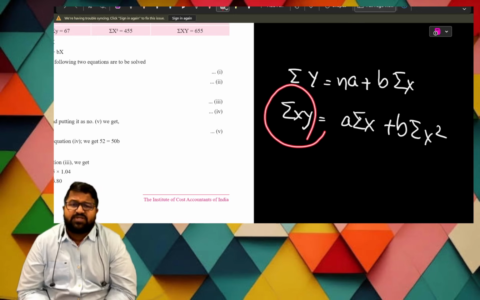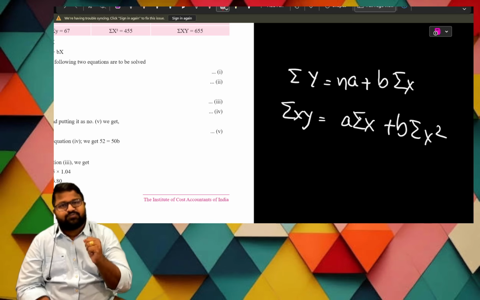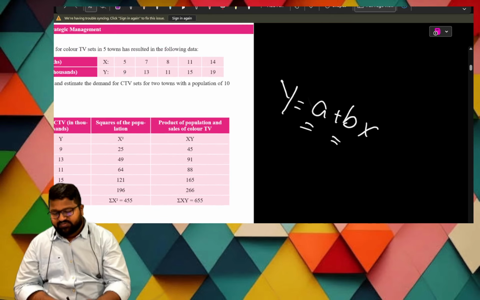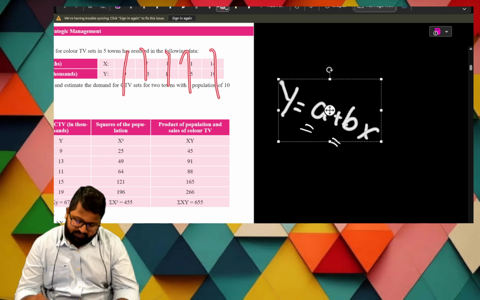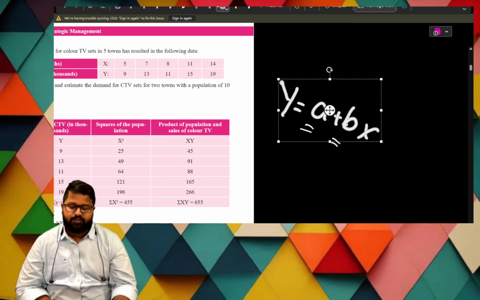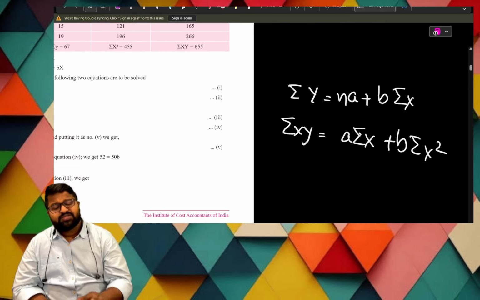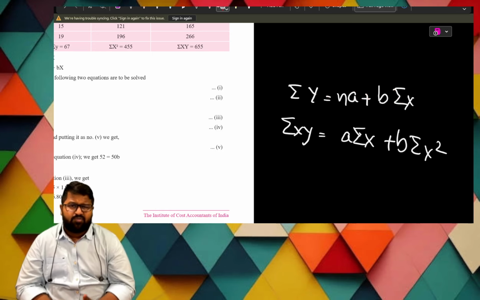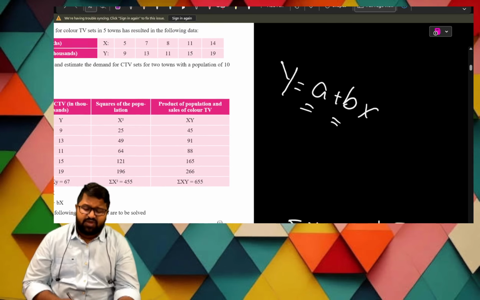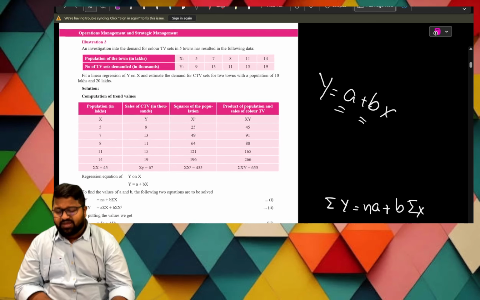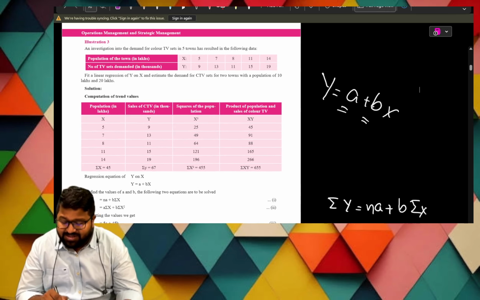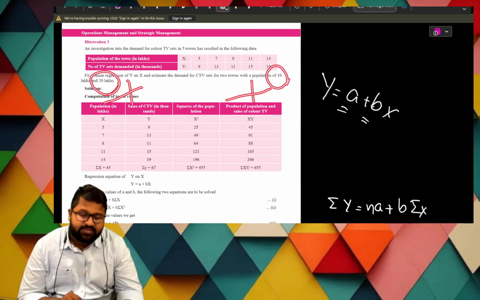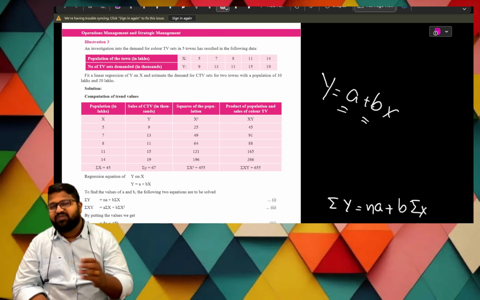How to get summation xy? Just multiply x and y and make the total. And the n value is nothing but how many data points are given. How many here? 1, 2, 3, 4, 5. Five data points are given, so n is equal to 5. In this way we can solve the values of both a and b. After solving for a and b, automatically we have y equal to a plus bx. And he has given 10 lakhs and 20 lakhs, which are the x values. We substitute the x value and automatically we get the number of TVs demanded.